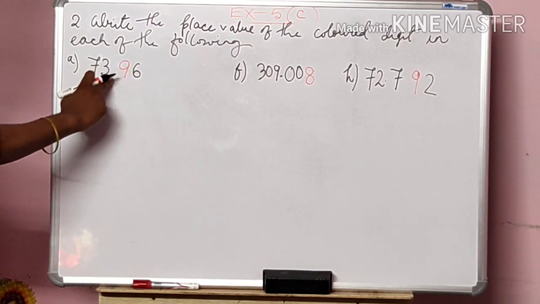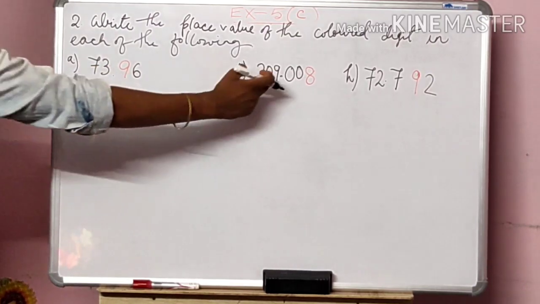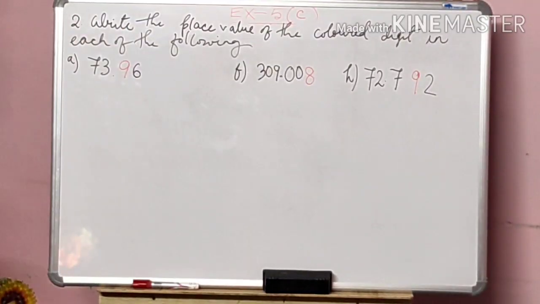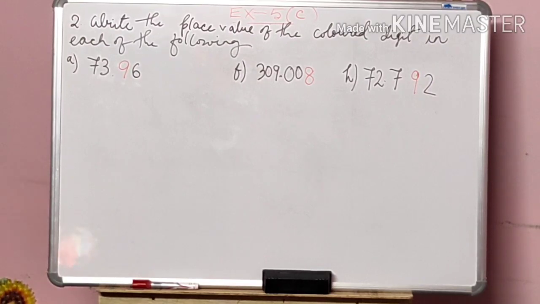You see, decimal is there and 96 is written, decimal is there and 008 is written, and decimal is there and 792 is written. So how are we going to write the place values of the numbers present after the decimal? That is not like what we did in earlier questions. So how are you going to do it, or what formula will you apply here? Before doing all these questions, I'm going to show you one example so that it will be very easy for you.